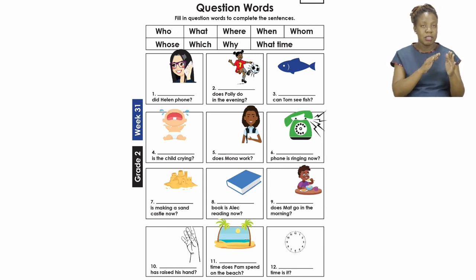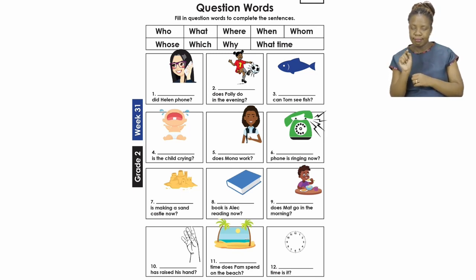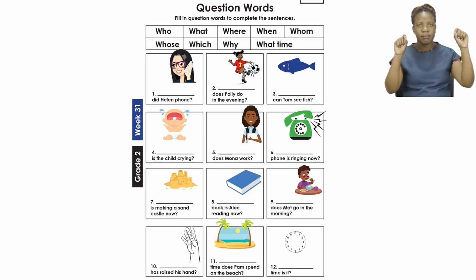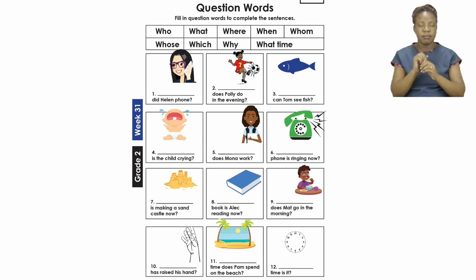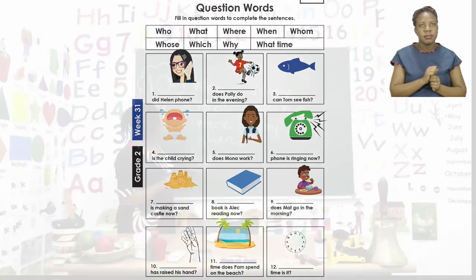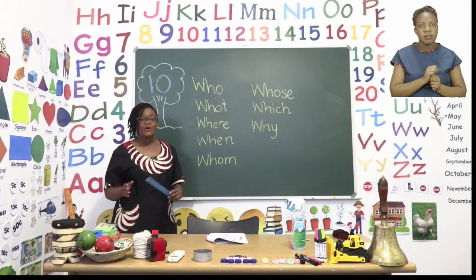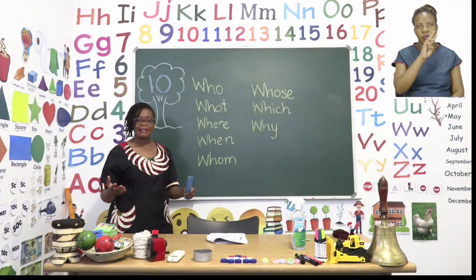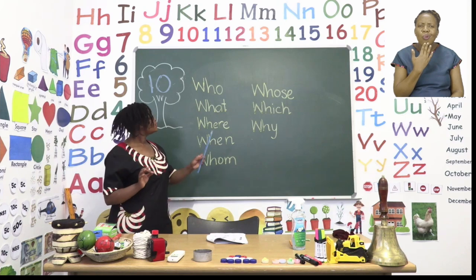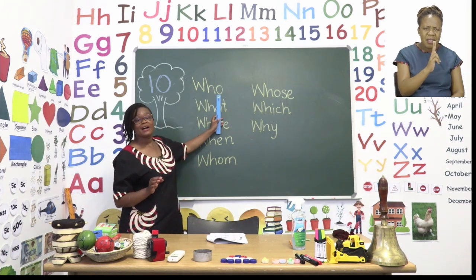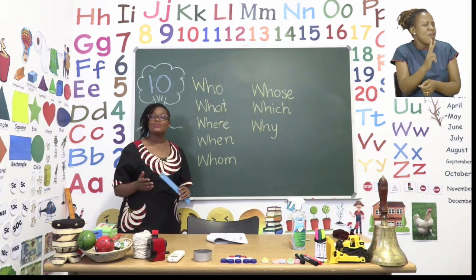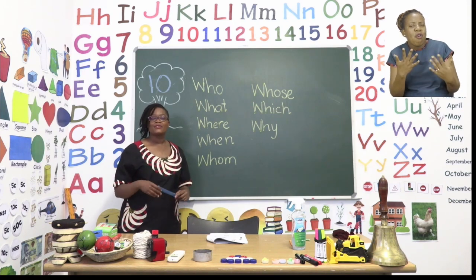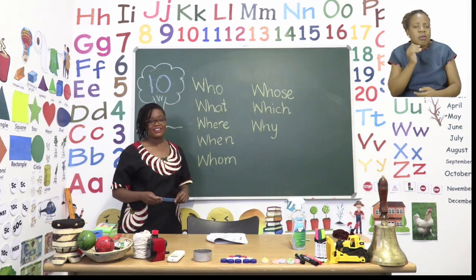Today, for your exercise, you're going to use the question words to fill in and complete the sentences. Before you do that, I would like us to discuss the different types of question words so that you know when to use them. Let's take a look at the board. Now, when we use the word who, we're talking about someone or something. So we say who mainly for someone. Who is your teacher? We want to find out the person who is your teacher.